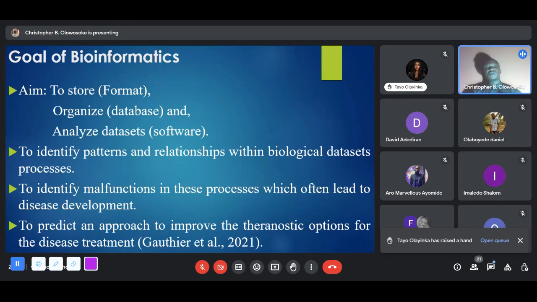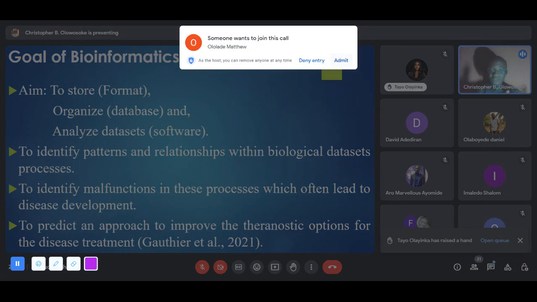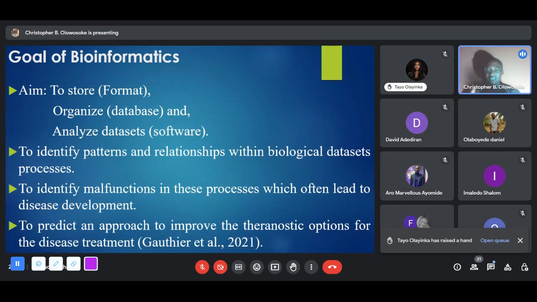So with these aims, bioinformatics lets us identify patterns and relationships within biological data sets and processes. Let's take, for instance, a gene that codes for a protein, but there is a malfunction in the protein that alters its normal biological process. It could take a long time to find this malfunction using the wet lab. With bioinformatics, you can easily navigate or pick already established data on the organism you are interested in, that plant or that human, online, on NCBI, primary databases, secondary databases. You pick them and use bioinformatics to analyze those malfunctions.